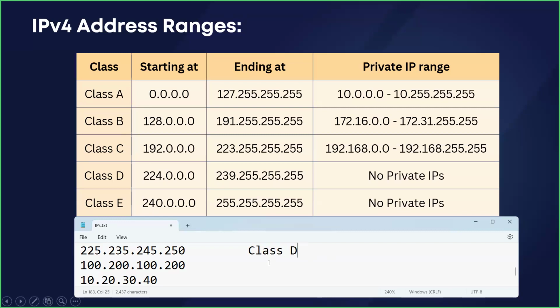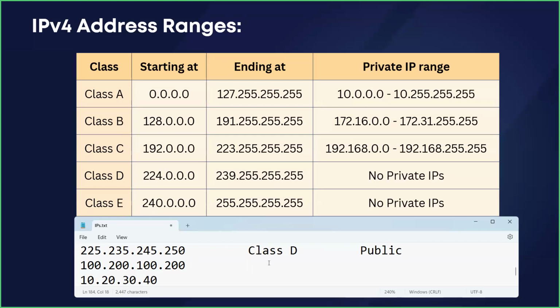Just wanted to check who's going to change their answers. Okay. Anyway, back to this class D. Now, class D has public or private, guys? Obviously public. There's no private IPs in that. So all of this is public IPs. Next one.